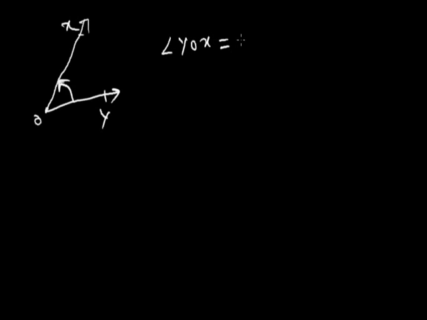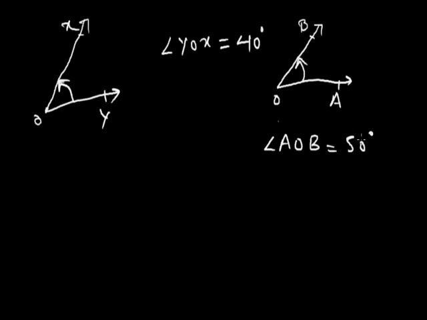Let us take a diagrammatic example. Suppose this is angle XOY, sorry, angle YOX, because angles must always be measured in anti-clockwise direction. So angle YOX is measured and we get it equals 40°. One more angle is there, angle AOB, and it is measured and we get it equals 50°.